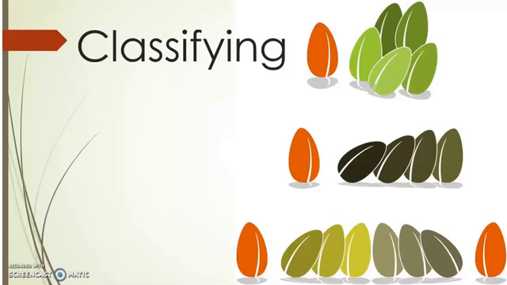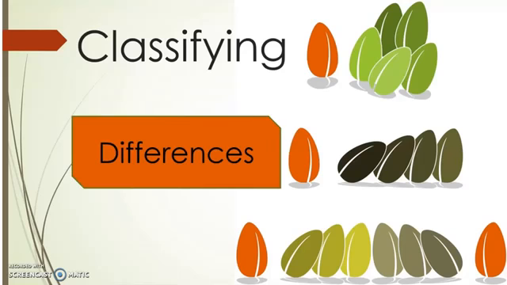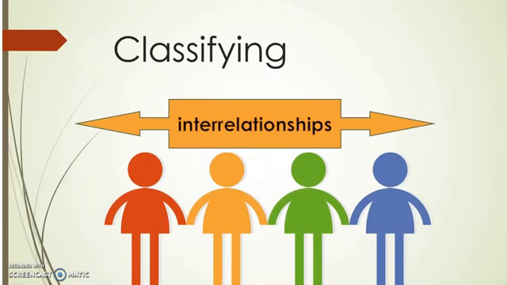The second may be differences, so they can classify things on the basis of differences also. And they can also classify things on the basis of interrelationships, meaning things which are interrelated to each other can be in one group, and things which are not interrelated can be in another group. So we can classify things on the basis of similarities, differences, and interrelationships.